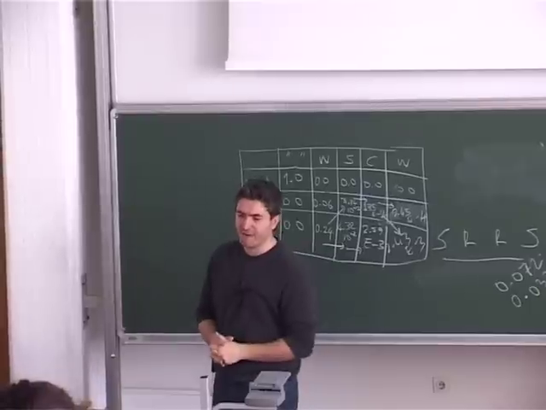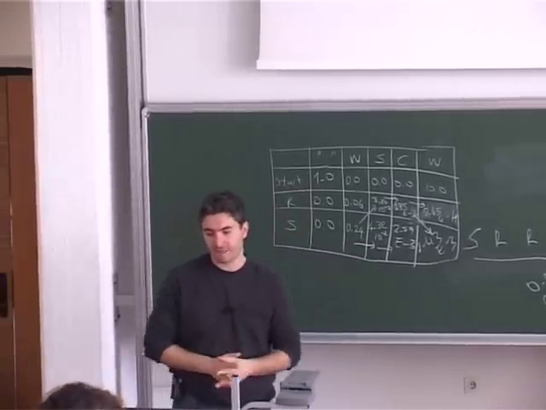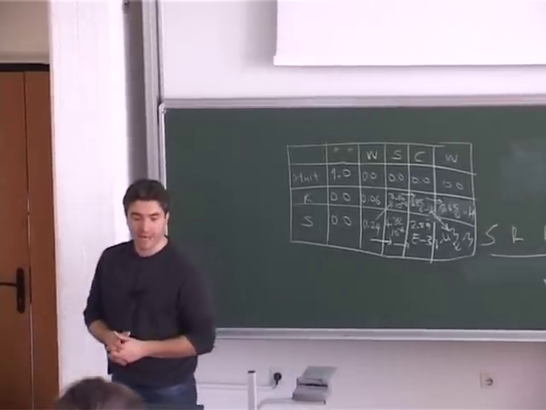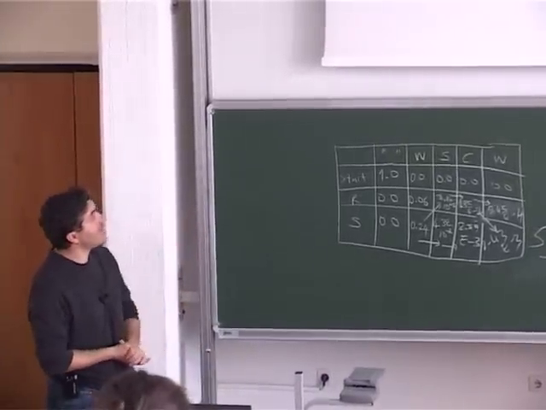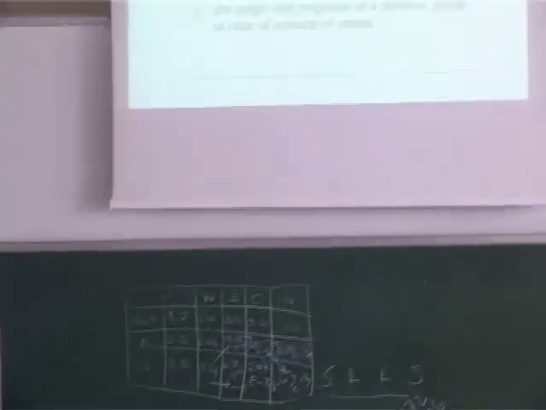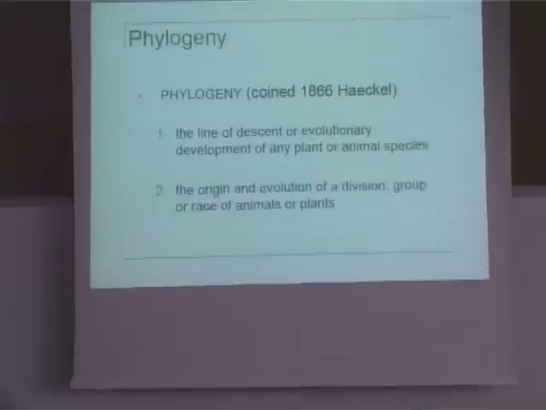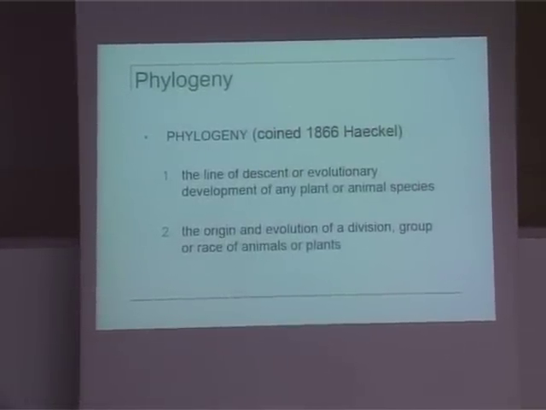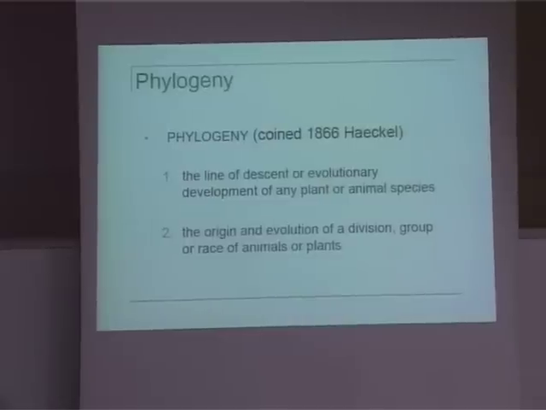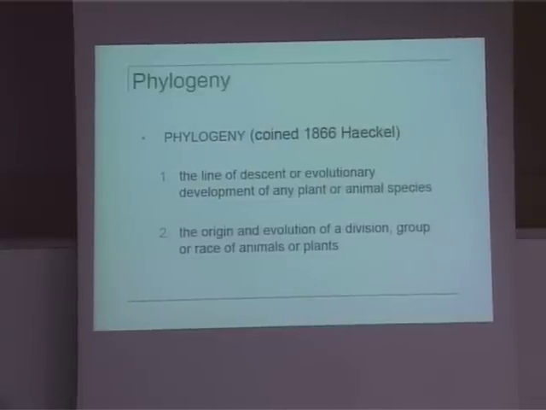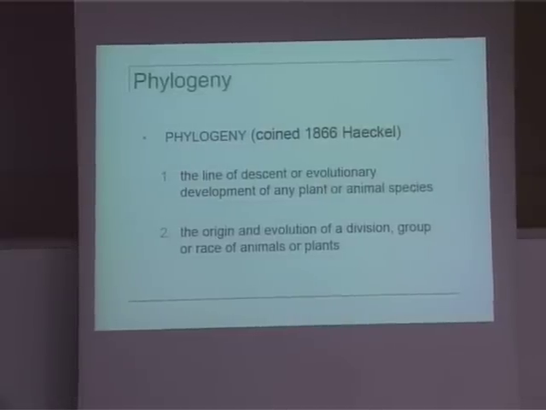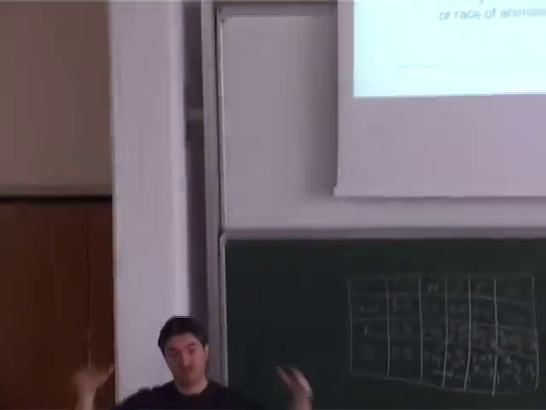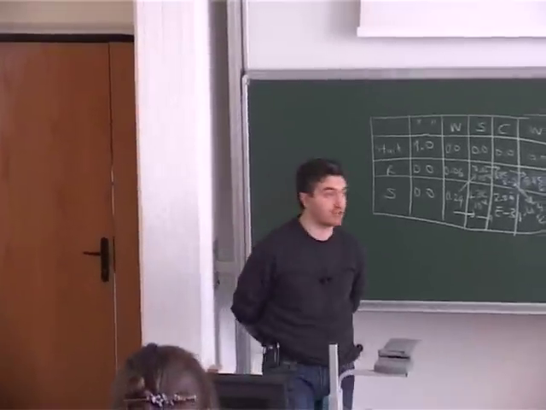So it's like a family tree, but as the name suggests, phylogeny was coined in 1866 by Haeckel. It shows the line of descent or evolutionary development of any plant or animal species. In other words, what are the evolutionary paths, which are the hypothetical ancestors of these two organisms, whether they evolved from the same common ancestor, which two species are more likely to have evolved from a common ancestor, and these things are shown in a tree. Hence the name phylogenetic tree.